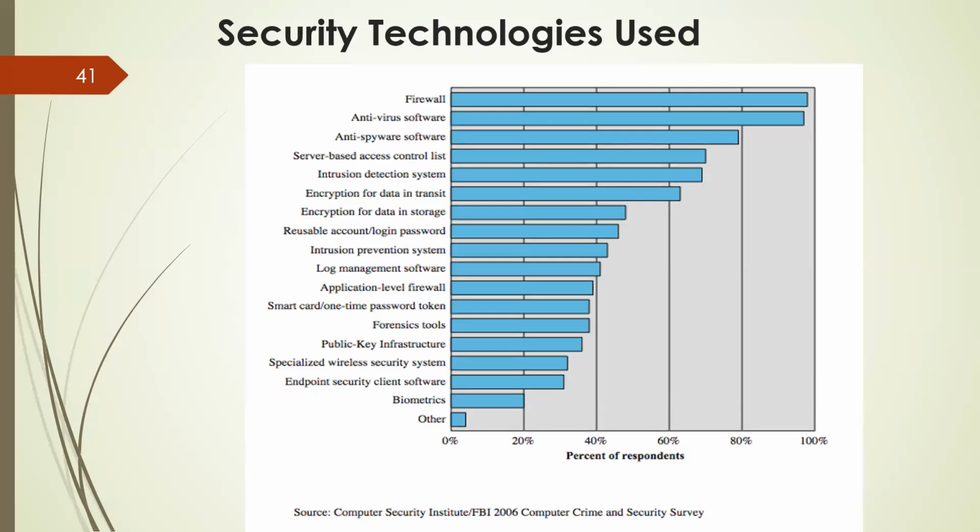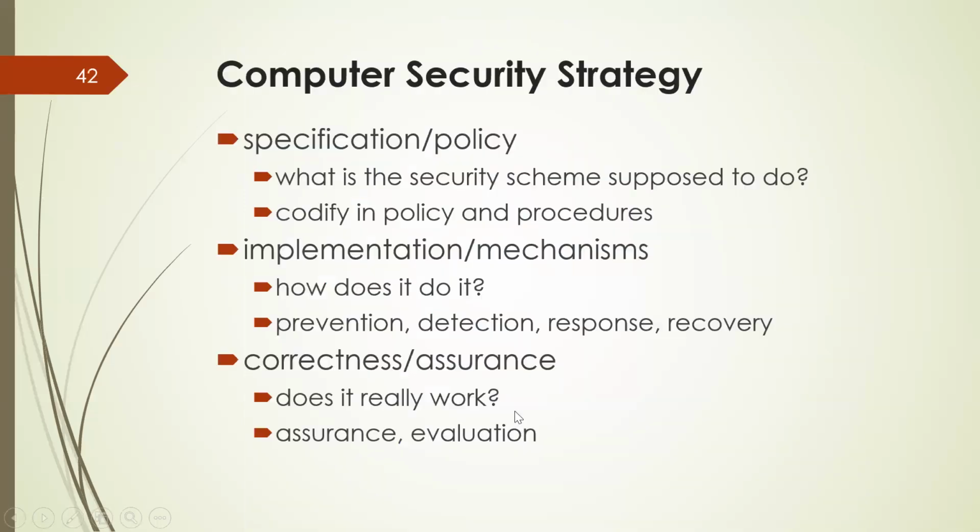Public key infrastructure, these work at national level. Specialized wireless security systems, endpoint security client software and biometrics. These are the most commonly used ones.